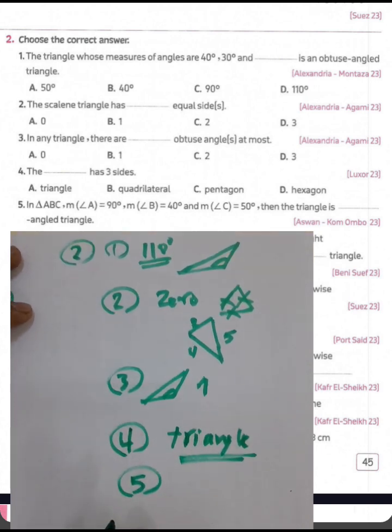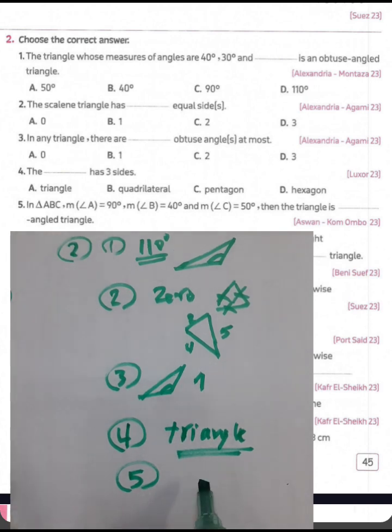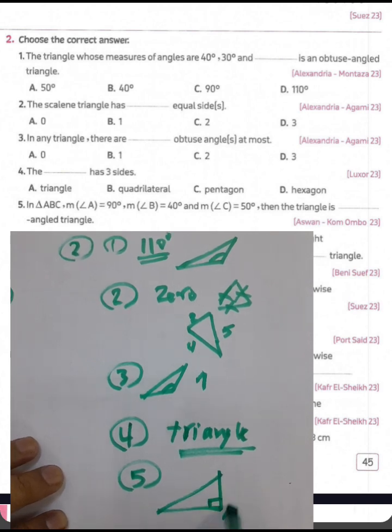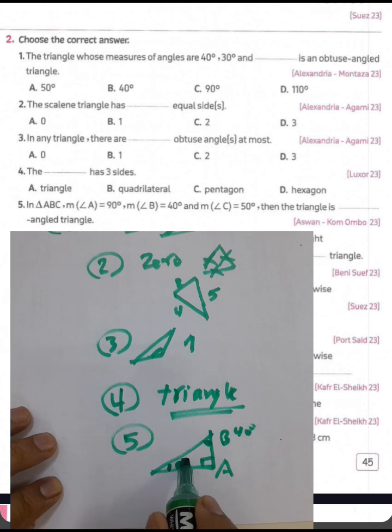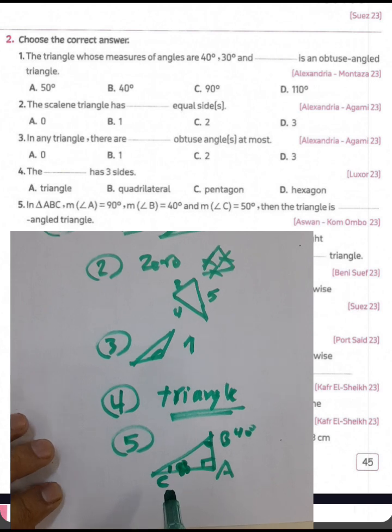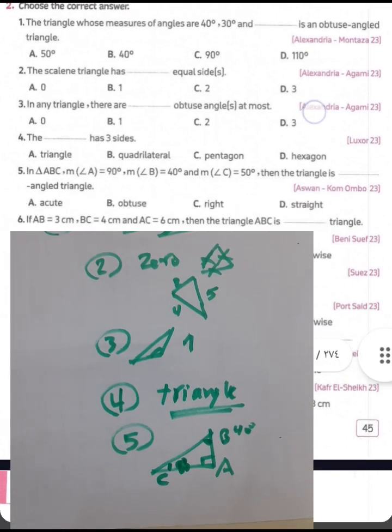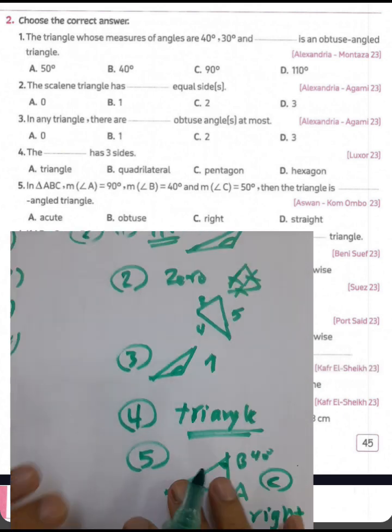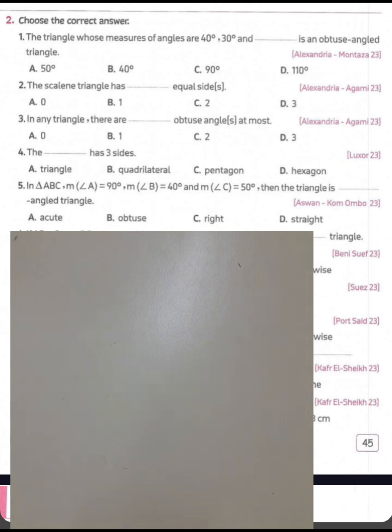Question number 5. In triangle ABC, the measure of angle A was 90 degrees, the measure of angle B is 40 degrees, and the measure of angle C was 50 degrees. What do we call it? A right angle triangle. This triangle is a right angle triangle. Choose letter C, right angle triangle. Next question, number 6.